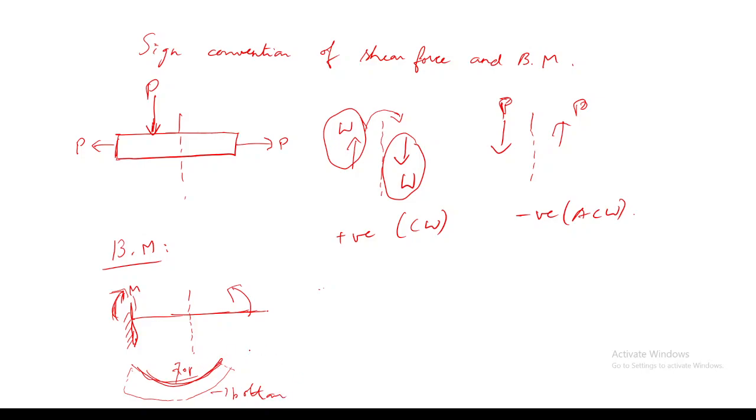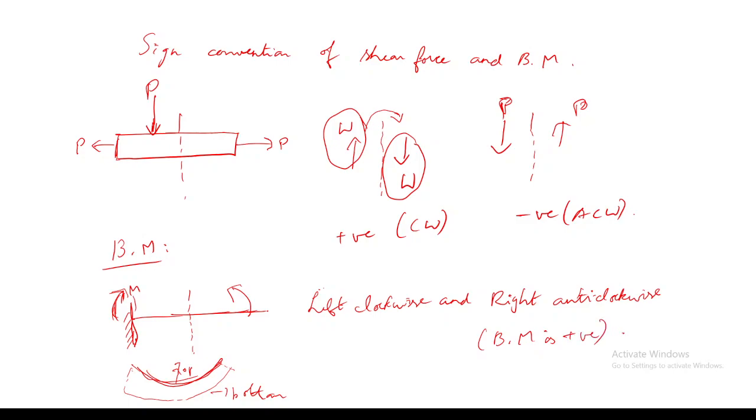So in the sagging moment, what will happen? Top fiber actually contracts and bottom fiber elongates. Okay. So left clockwise and right anti-clockwise means the bending moment is positive.